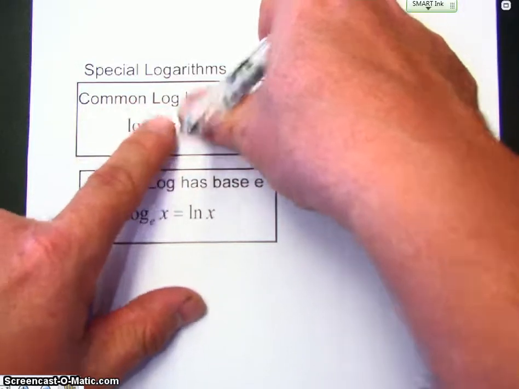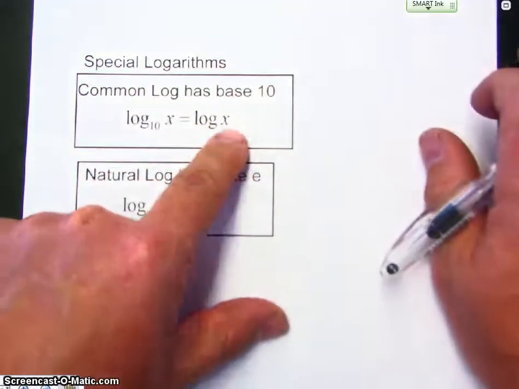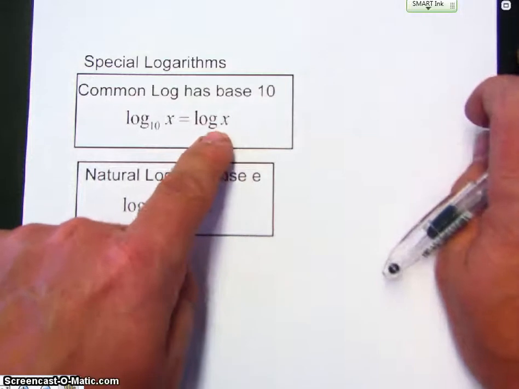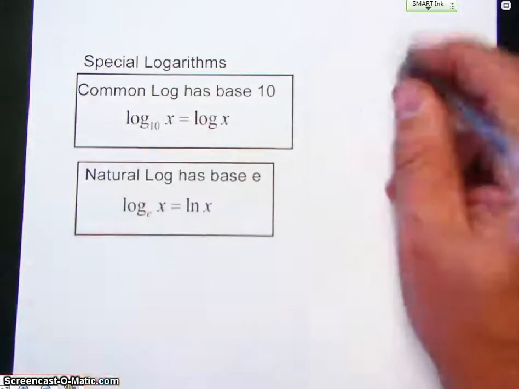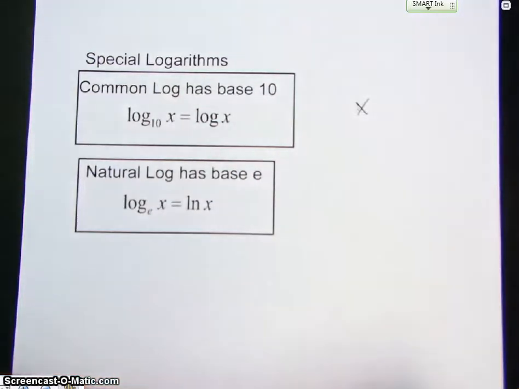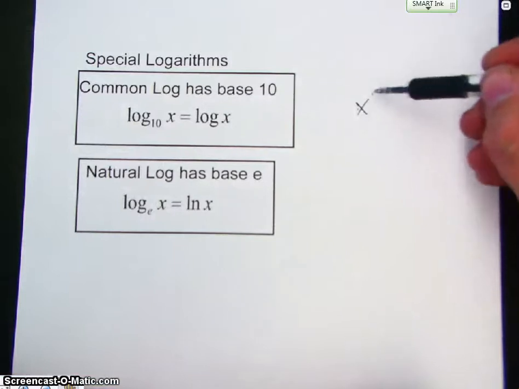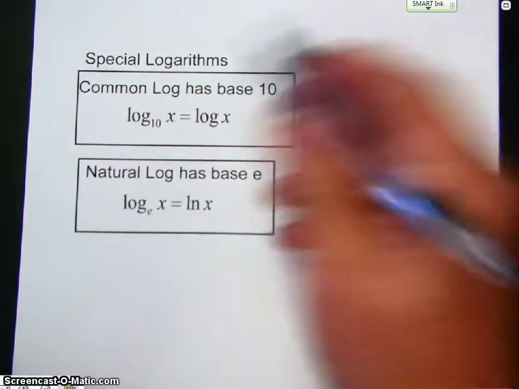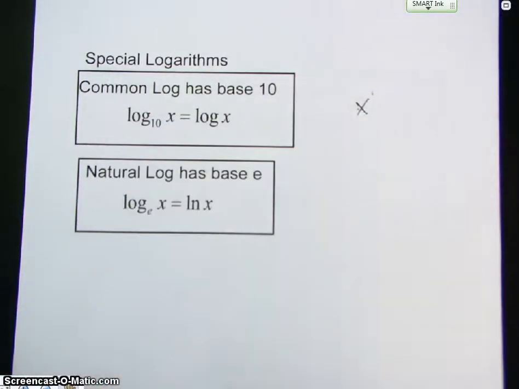And that means we can rewrite it as log of x. We don't have to put the 10 there because it's understood to be there. Just like if I had x, what's understood to be here? 1. It's x to the first power. Alright? So again, this is like proper grammar, pronunciation, and so forth in English. This is what it is in math.